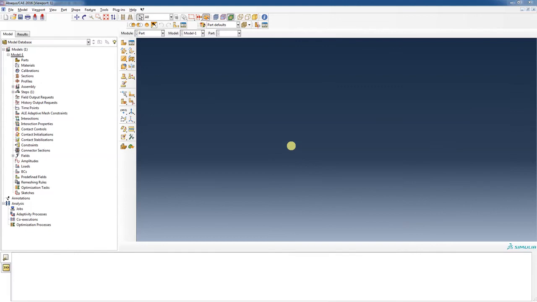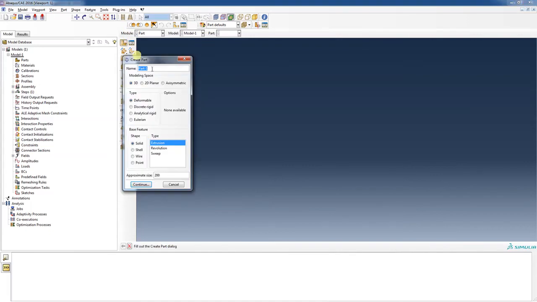Alright, so here we are with a blank page. We got a new model brought up, and we're going to go through our part again. As I mentioned, I want to show you a couple tools that you might find useful in creating a part. So I'm going to go here, and the first thing that I'm going to do is select this flyout, select this option for creating a part. We're going to use a 3D modeling space this time. Deformable solid extrusion. Approximate size 200, that's fine.